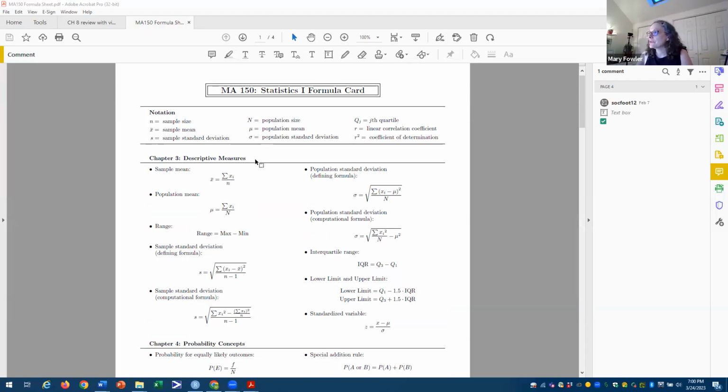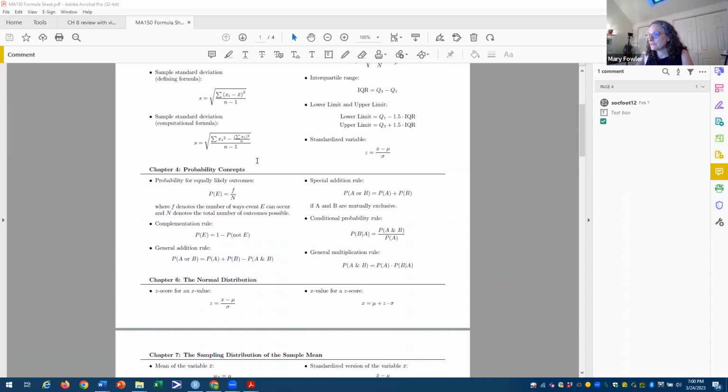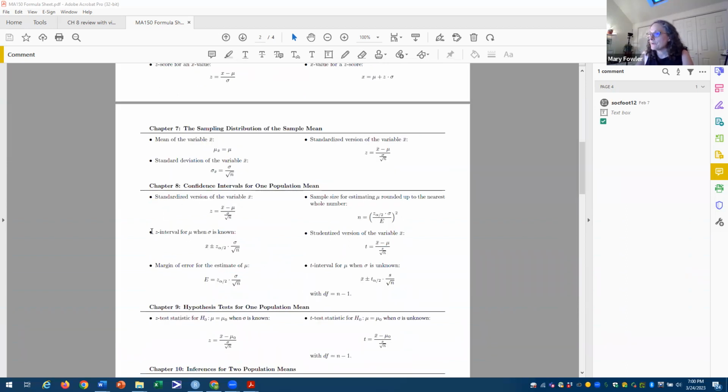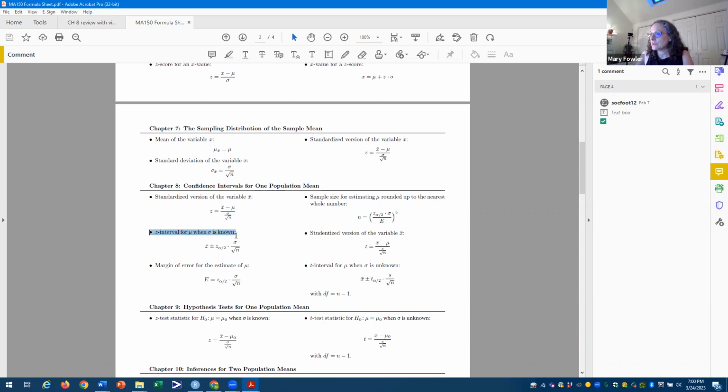For this formula card for Chapter 8, we see that we have two interval procedures: the Z interval for mu when sigma is known, right, and I have a formula here, and the T interval for mu when sigma is unknown, and this then has a T sub alpha over 2. When you're doing the Z interval, you're using the Z sub alpha over 2. So one of the important questions becomes, is sigma known or is sigma unknown?